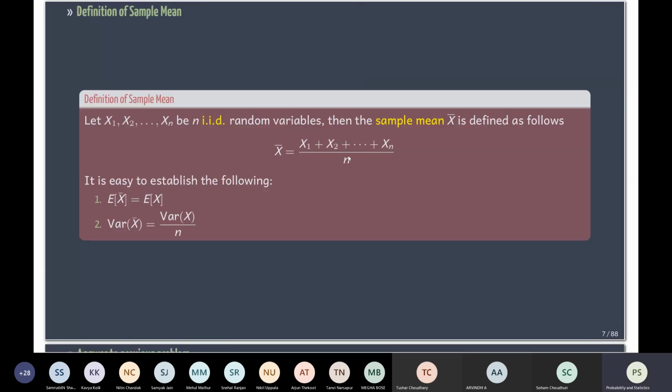Here one thing to note is that 1 by n constant is there, right? So if you apply the variance, 1 by n square will come out, and then from the top you will get n of those variances. So that's why you will get n here. Because the variance of a x is a square times the variance of x. So this 1 by n is like a here, right? And so 1 by n square will come out, and then n will cancel from above.